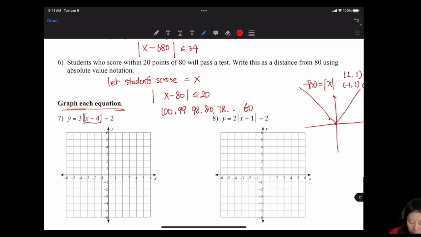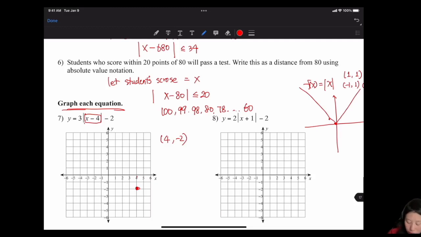So now take a look. x minus 4, how can we get x minus 4 equal to 0? When x equals 4, x minus 4 is going to equal 0, right? So the first point we can find is when x equals 4, y equals what? 4 minus 4 is 0, 3 times 0 is 0, then y is equal to negative 2. So we find one point: (4, negative 2), here.